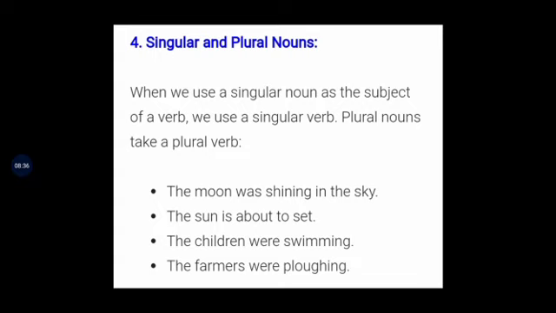Next example, the children were swimming. So the children is a singular noun or a plural noun? Plural. Child is the singular and the children is the plural. So we cannot use here the children was swimming because the children is the plural subject. We need to take the plural verb with the plural noun. The children were swimming is the correct one. The farmers were plowing. The farmers, plural noun, take a plural verb, were plowing.